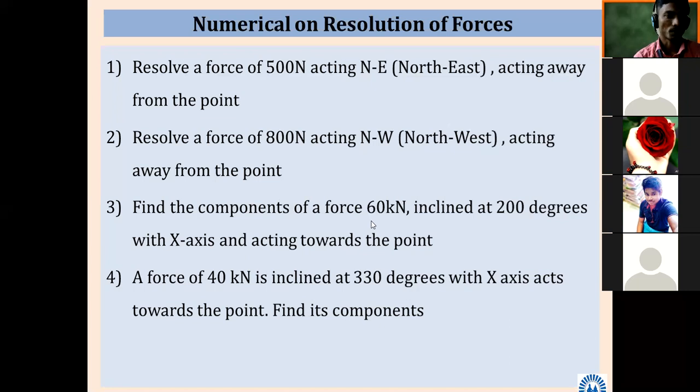Write down. Resolve a force of 500 Newton acting northeast and acting away from the point. After a short break we will solve some examples.